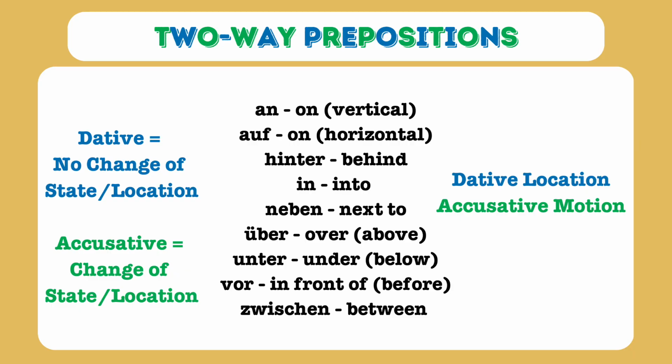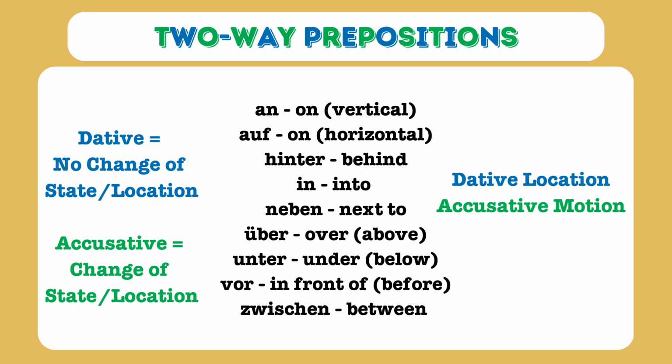Now let's talk about the two-way prepositions, also known as Wechselpräpositionen. These are probably the most hated prepositions in the German language because they can be accusative or they can be dative. It kind of depends on how they're being used. More on that here in a second.